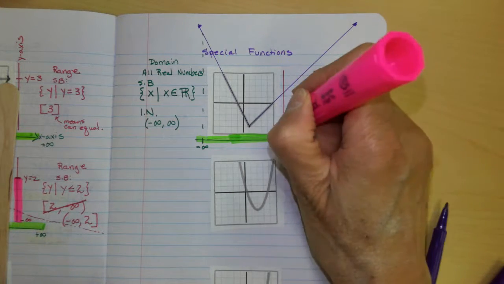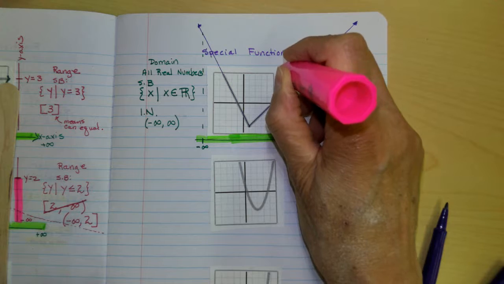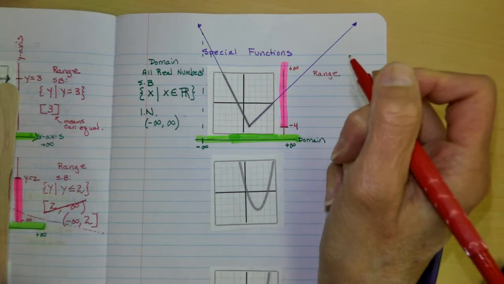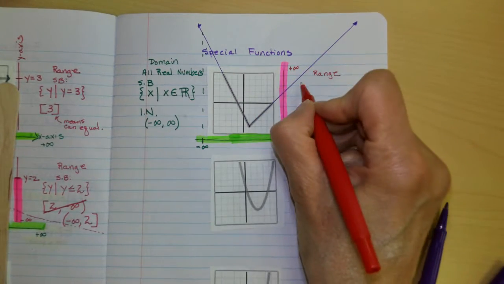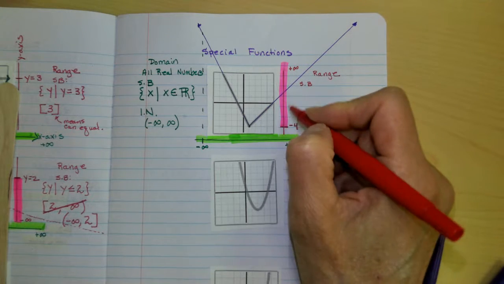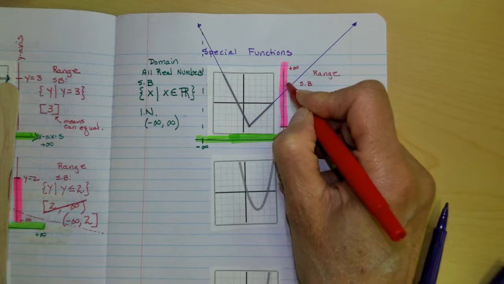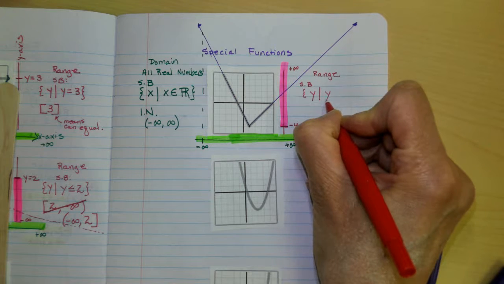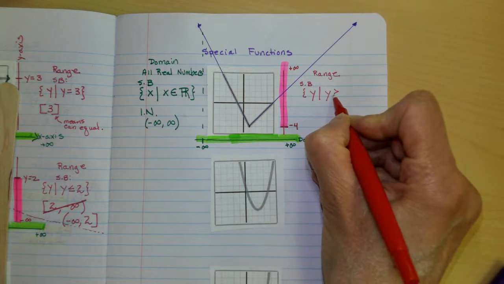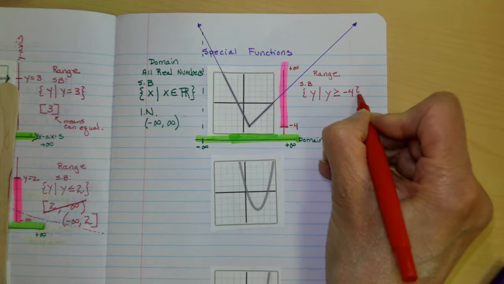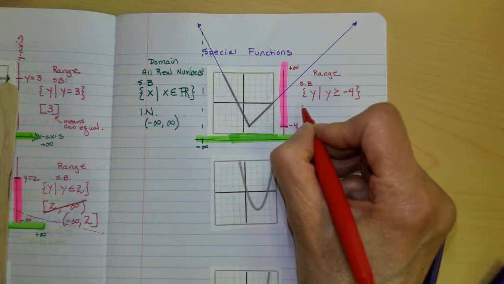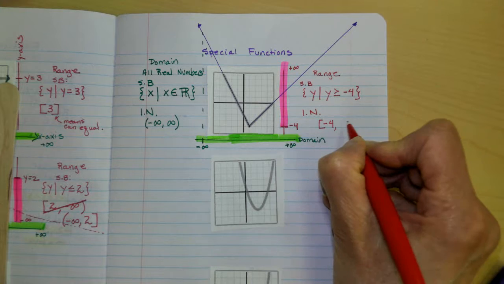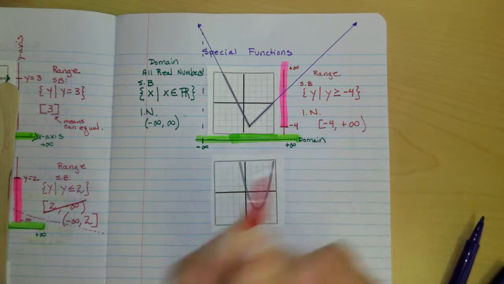So it's starting here at -4, and I'm going up forever. When I get to the top, I'll be at positive infinity. So if we're going to do set builder notation, this is where y gets bigger. I'm going to say the set of y such that y is greater than or equal to -4. If I'm going to do it in interval notation, I start at -4, it includes it, and I go all the way to positive infinity.